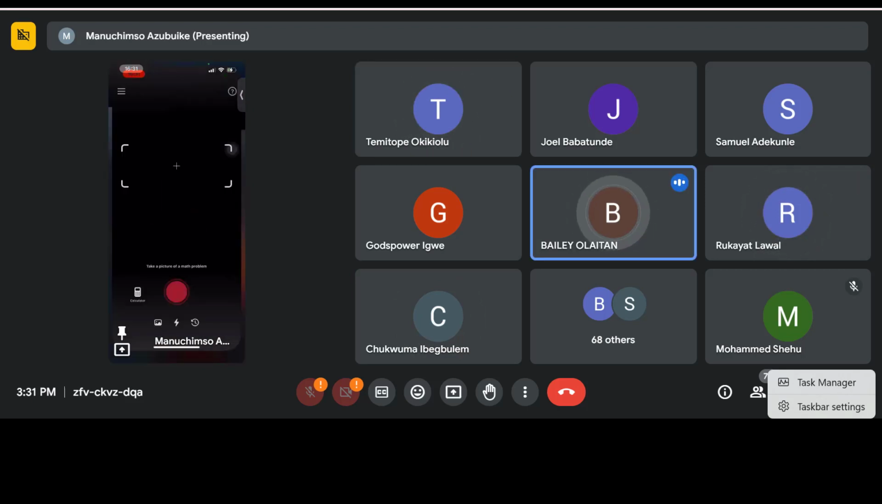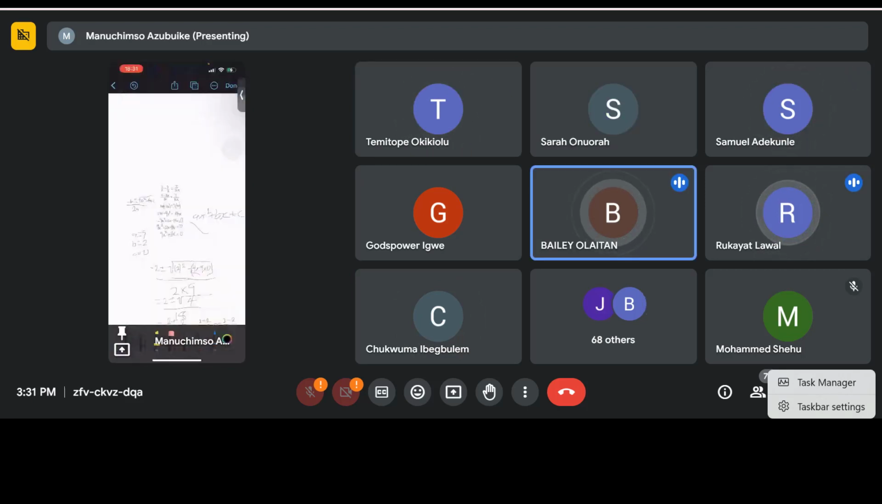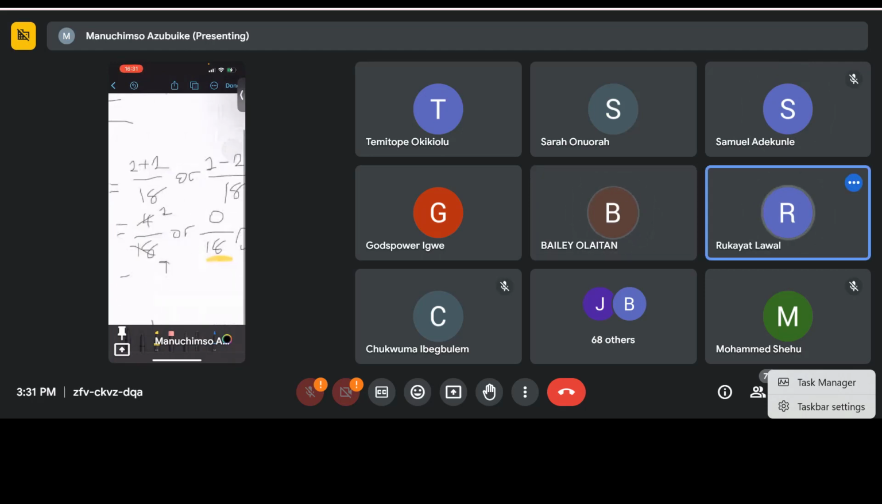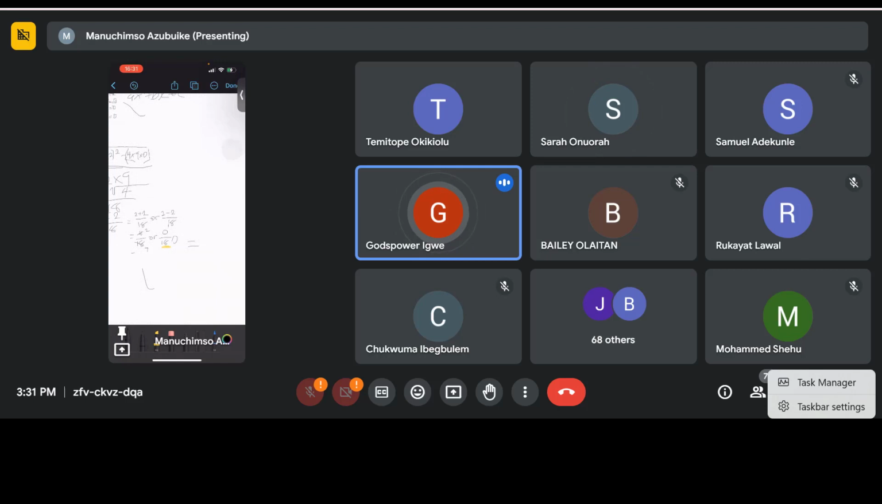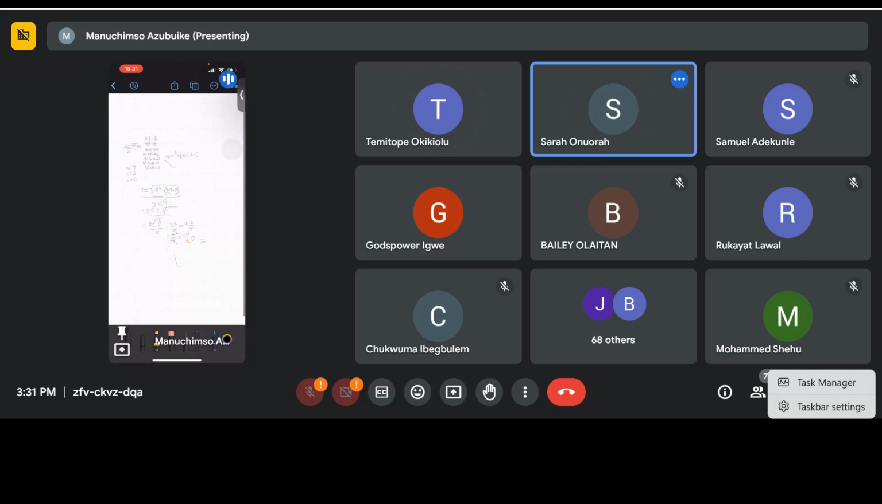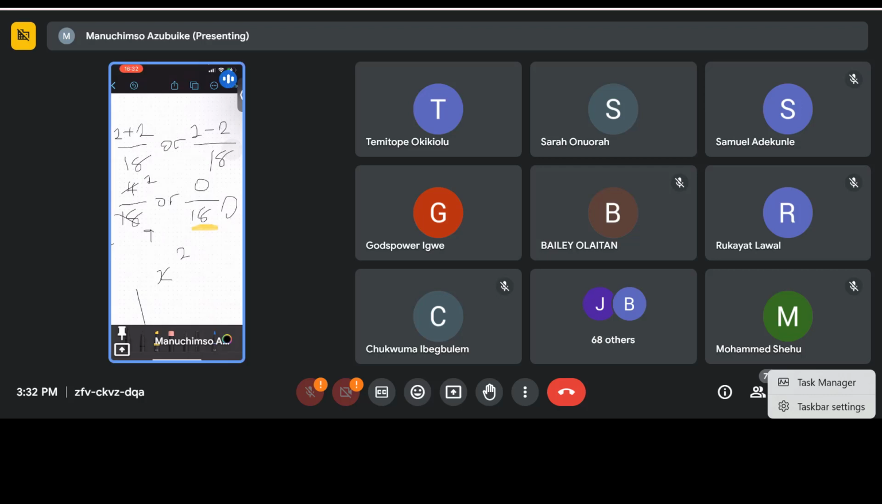Mr. Godspower, since you're back, I think you should just share your screen and solve the equation for us, please. This is going to be equal to 0. This is what we get as x. X is either 2 over 9 or 0.